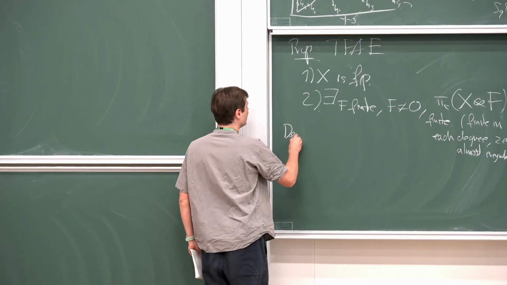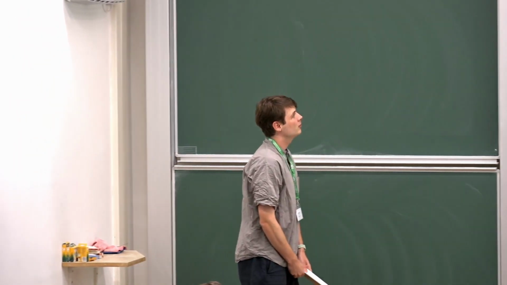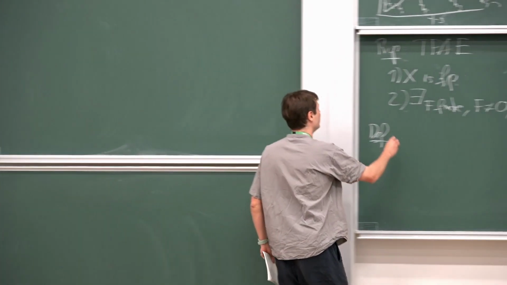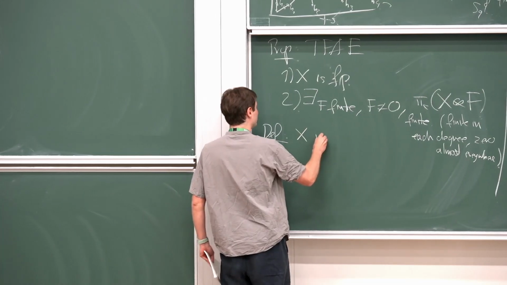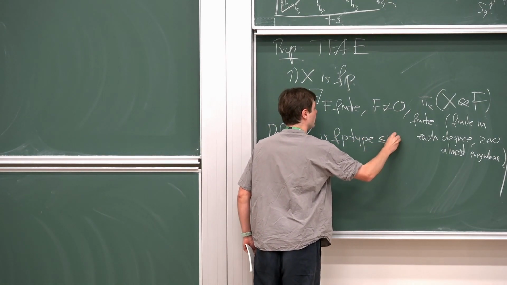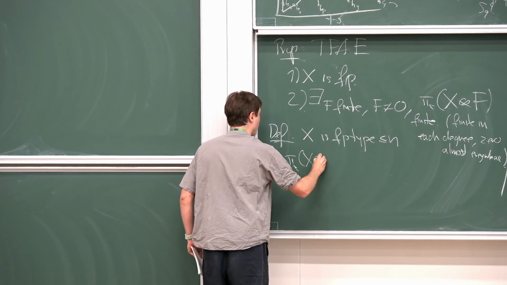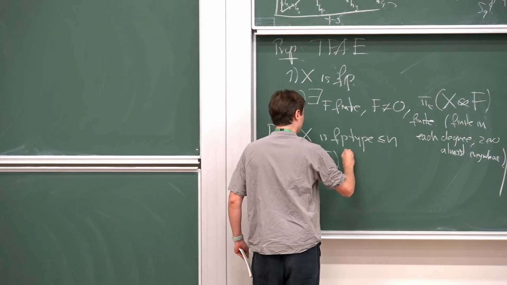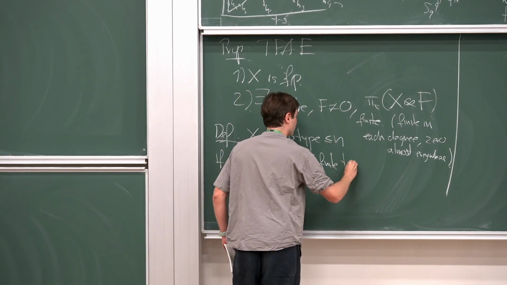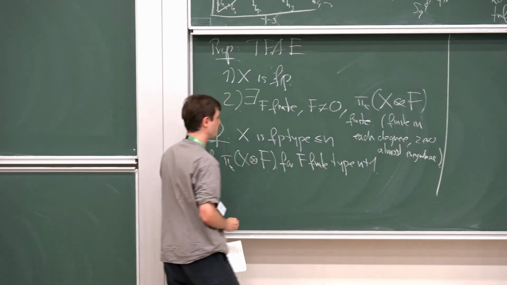And using this, you can make a sharper definition of what it means to be FP, where we're going to assign to FP spectra a type. So let me make a definition. X is FP type at most n if this is finite for F finite of type n plus 1.